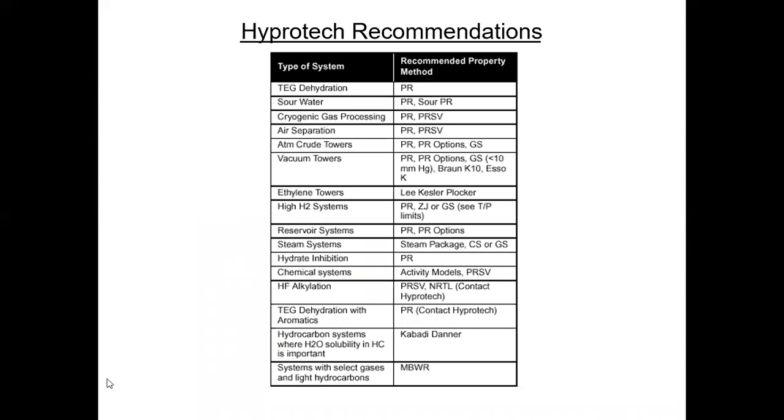This is called the HYSYS recommendation. For example, if you are using a TEG dehydration type of system, then you can use Peng-Robinson. If you have sour water, then PR will work. PR stands for Peng-Robinson. For cryogenics, PR and PRSV, and air separation. So you can also go through it, and it will provide you a suitable recommendation.